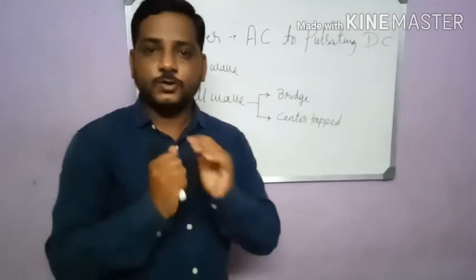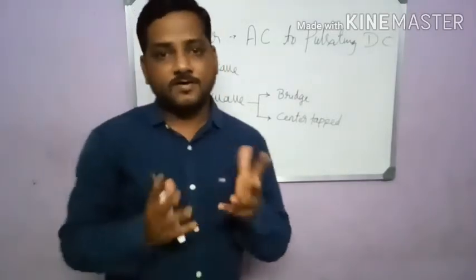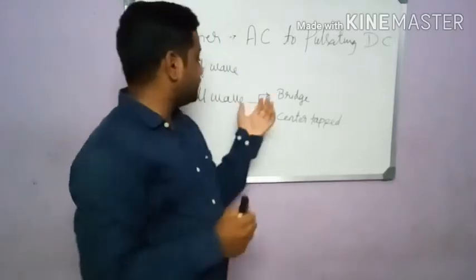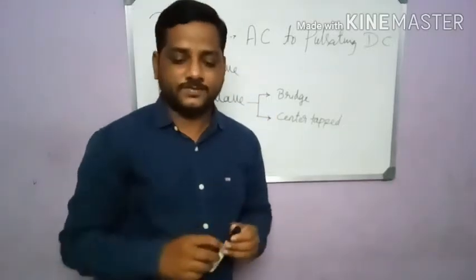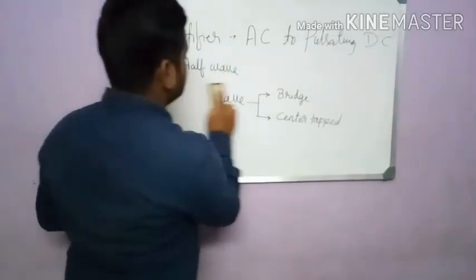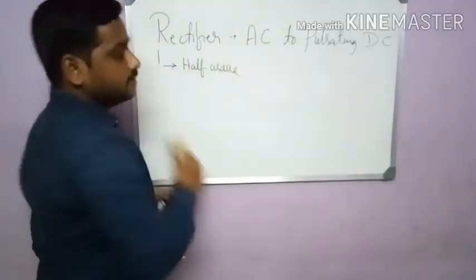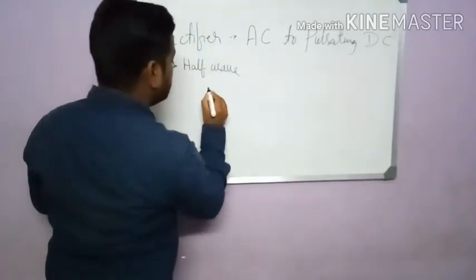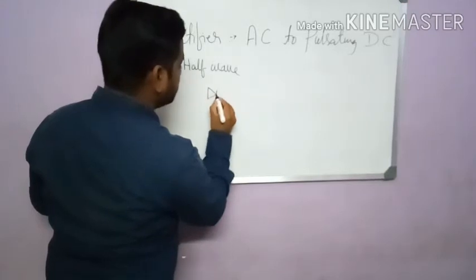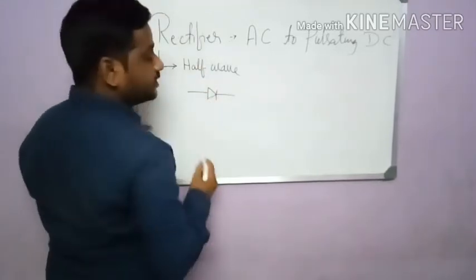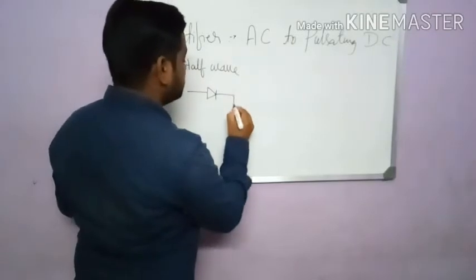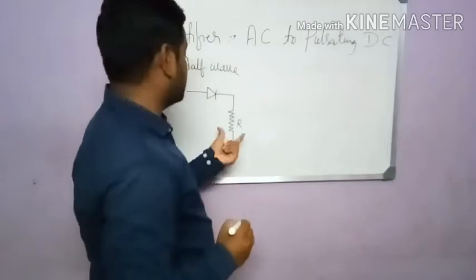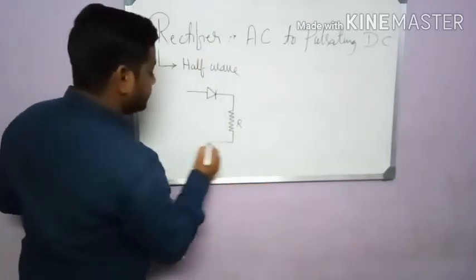Now let's have a look at what actually happens in a half wave rectifier, how the circuit is designed, and what its functioning is. So first let me take the half wave rectifier. A half wave rectifier has only one diode in the circuit, and the output has to be observed. So to get the output we'll consider one resistor, considered as a load. Here we get the output.